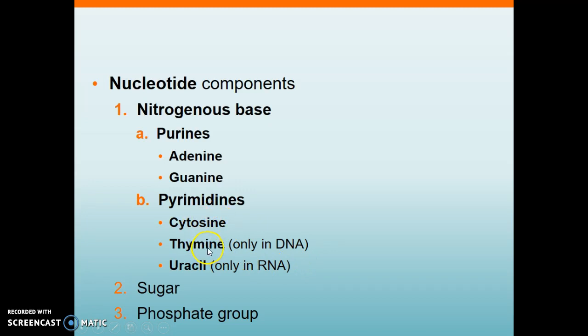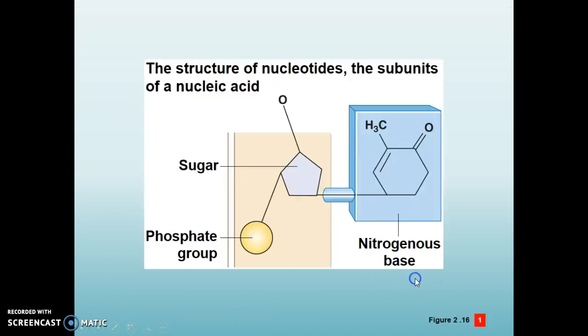DNA and RNA differ in one base, whereas thymine is found in DNA. There is no thymine in RNA, just uracil. So if you ever see a strand of nucleotides with uracil, you know it's RNA. The sugar is deoxyribose in DNA and ribose in RNA, and the phosphate group is the same.